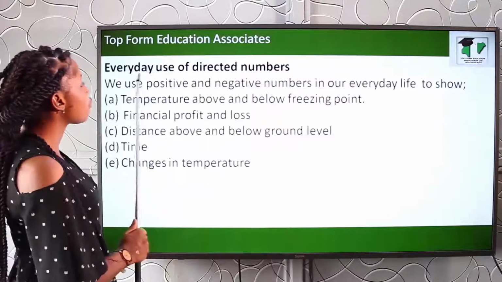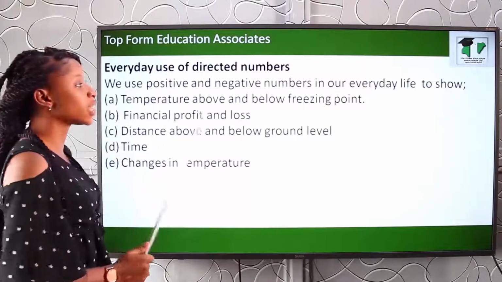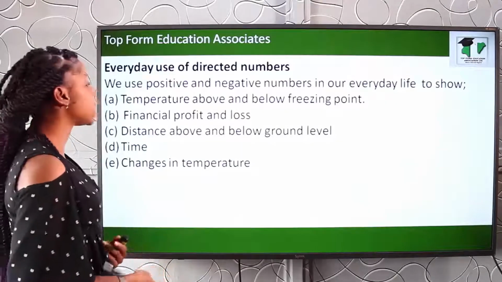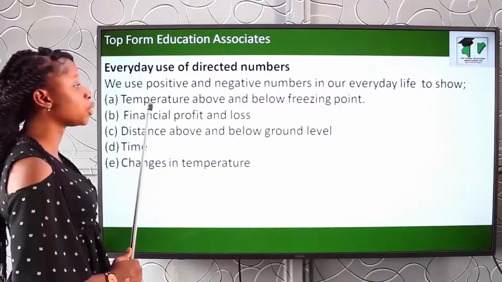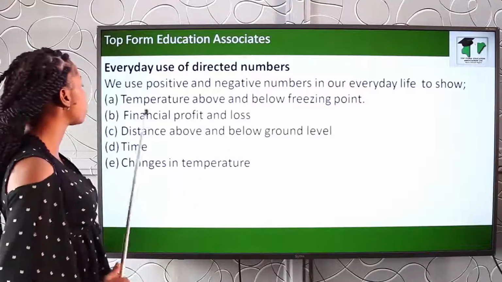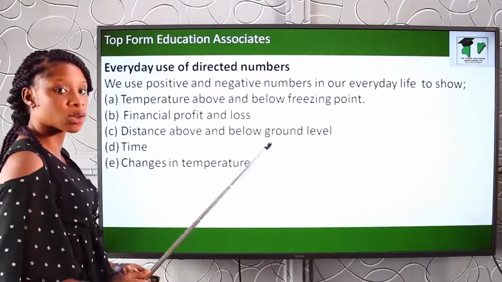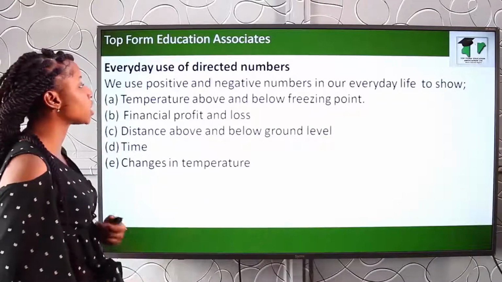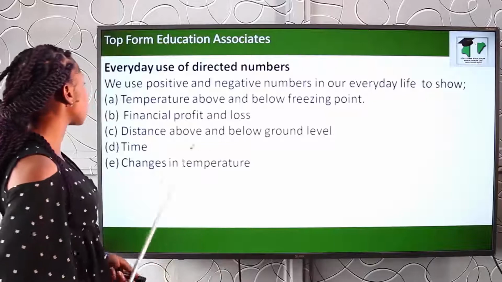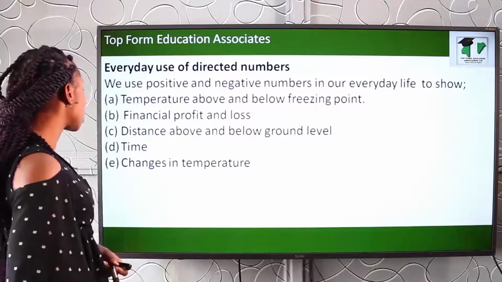Now, everyday use of directed numbers. We use positive and negative numbers in our everyday life, okay? We use them on a daily basis to show, number one, temperature. We use them to show temperature above and below the freezing point. We use them to show financial profits and loss, okay? Directed numbers are used to show profit and loss analysis. Now, they are also used to show the distance above and below ground level, okay?